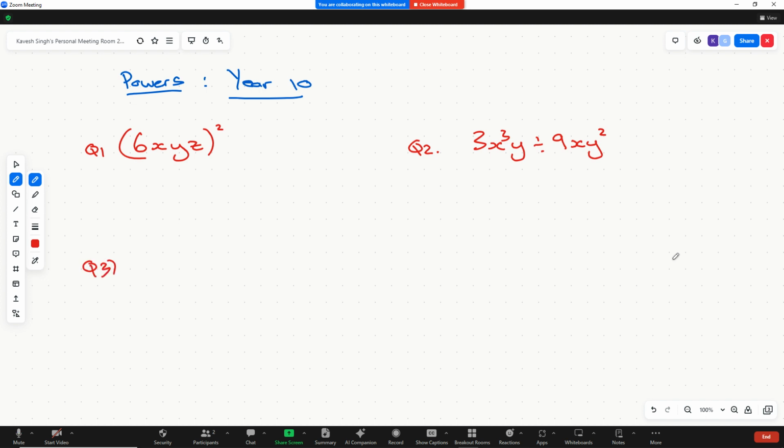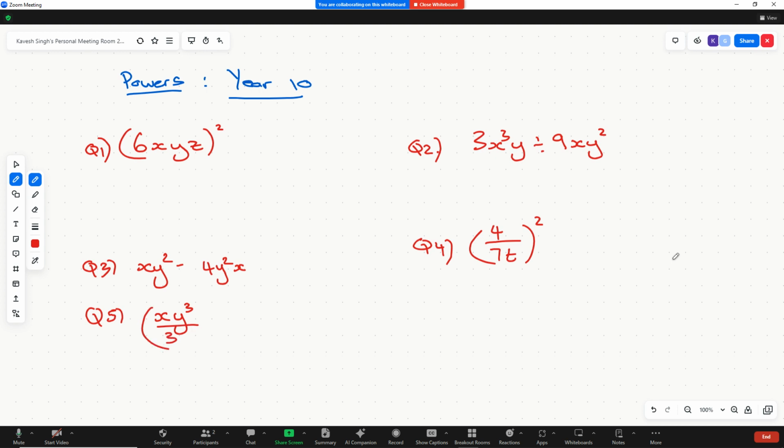Question 3, I have xy squared minus 4y squared x. Question 4, I have (4 over 7t) to the power of 2. Question 5, I have (xy to the power of 3 over 3) all to the power of 2.